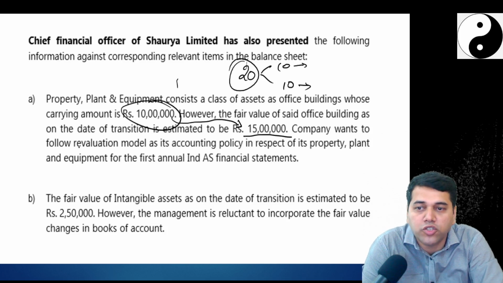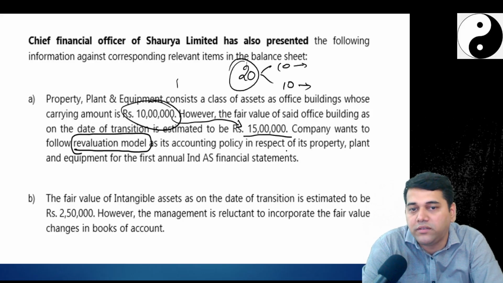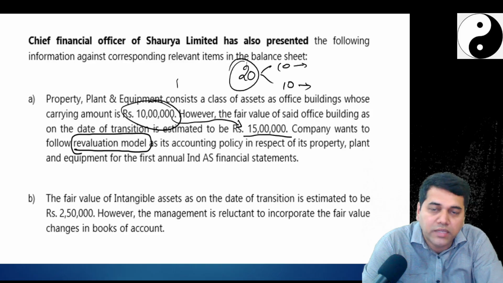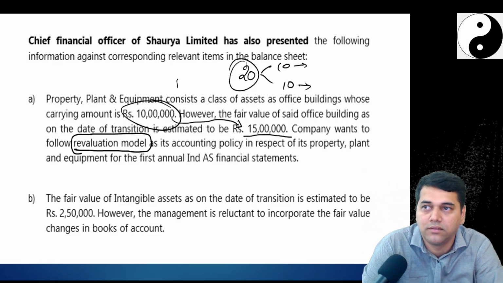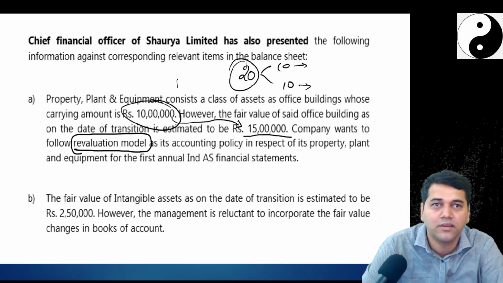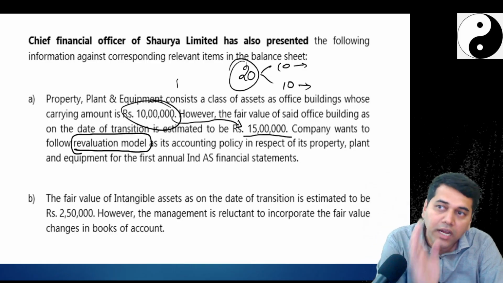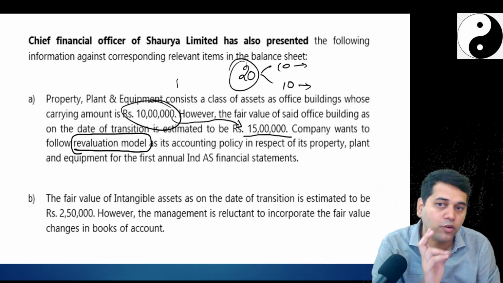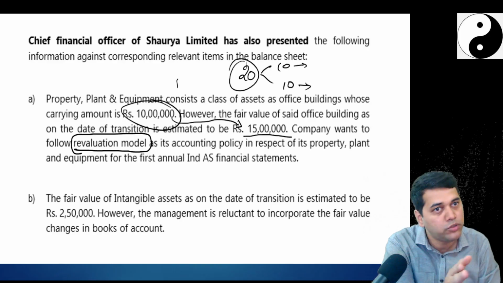Now, the company wants to follow revaluation model as its accounting policy in respect of property, plant and equipment. So, reasonably we will assume that previously it must have been under a cost model. Otherwise, somewhere in the balance sheet you should have seen revaluation surplus. Not there. So, we will assume that 20 was under cost model. I don't want to take 20 as it is. Then I should have taken 20 for both. Out of that one I want revaluation. So, I want to shift from cost to revaluation surplus. Can I do that? Yes.